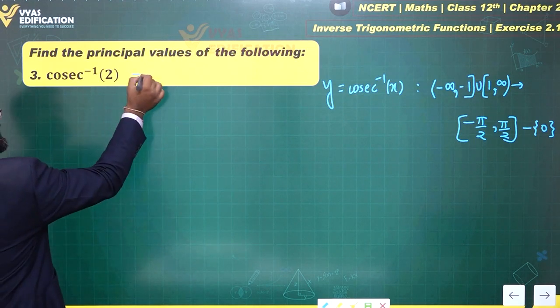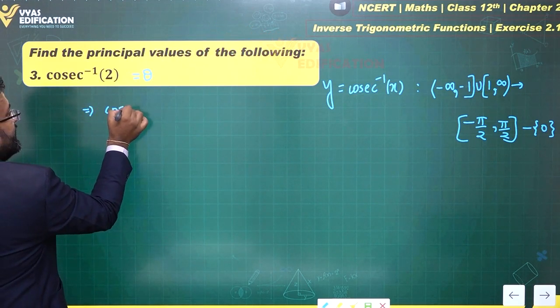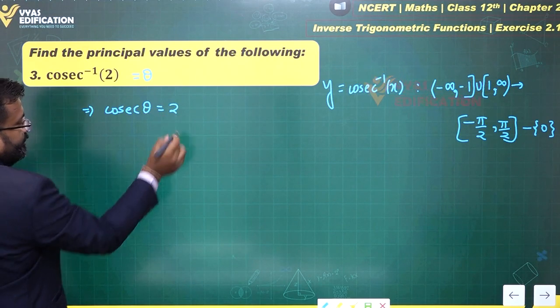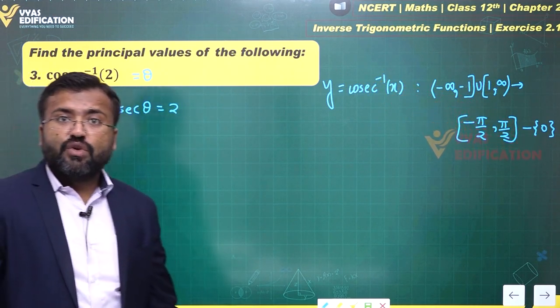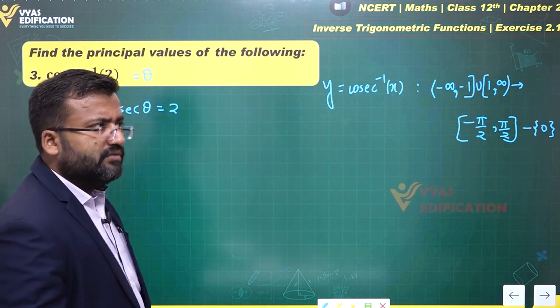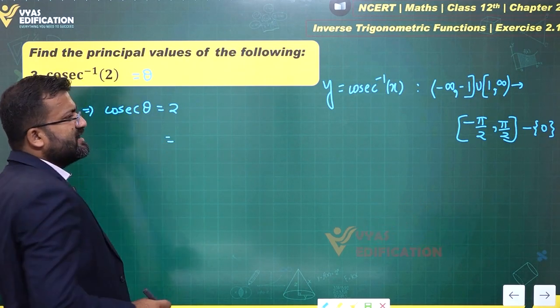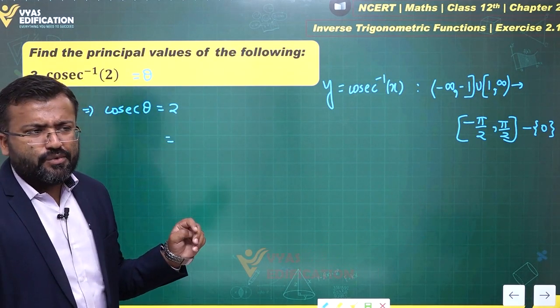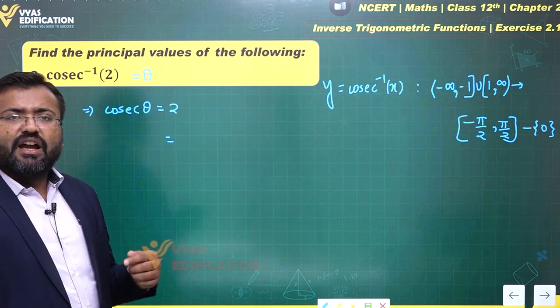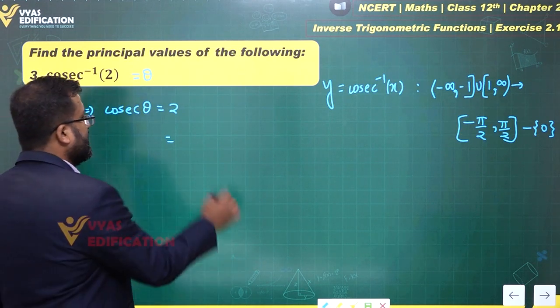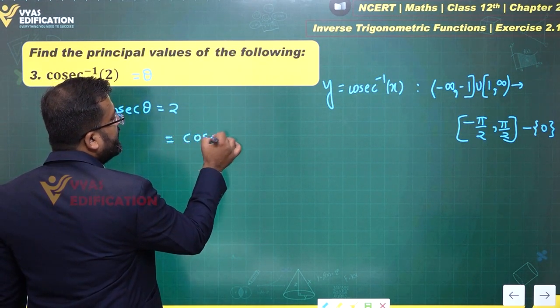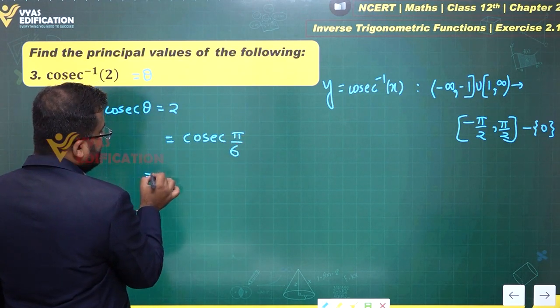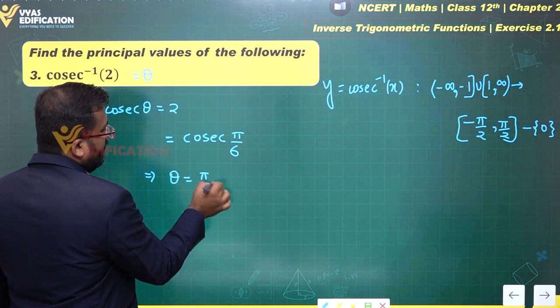Okay, so if this is equal to theta, this gives me cosec theta is equal to 2. If cosec theta is 2, what will theta be equal to? Cosec theta equals 2. This implies that sine theta will be equal to 1 by 2. And for 1 by 2, you know that the angle is pi by 6. This is actually cosec pi by 6, and on the basis of this you can say that theta is equal to pi by 6.